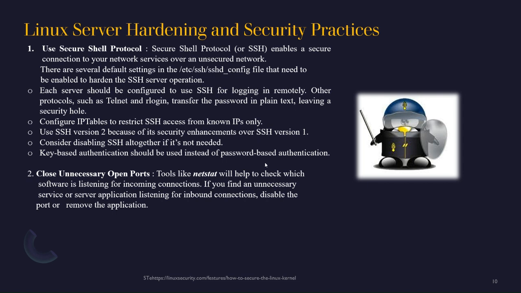logging in remotely. Other protocols such as Telnet and rlogin transfer the password in plain text, which is leaving a big security hole. Configure iptables to restrict SSH access from known IPs only. Use SSH version number 2 because of its security enhancements over SSH version number 1. Consider disabling SSH if it is not needed. Key-based authentication should be used instead of password-based authentication.